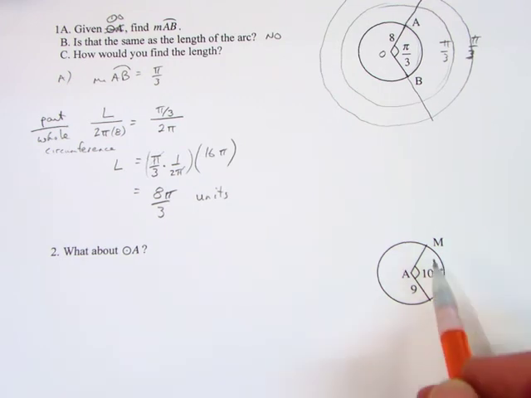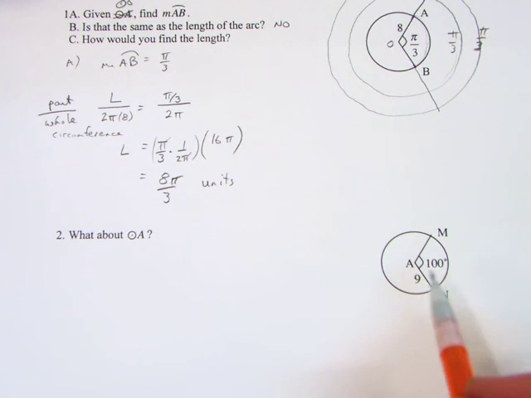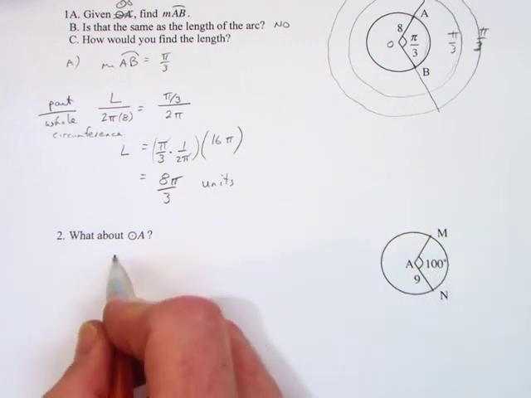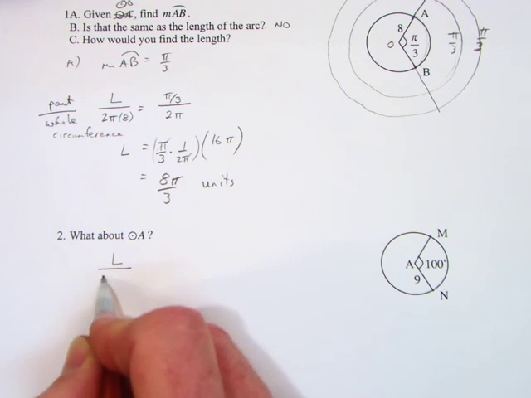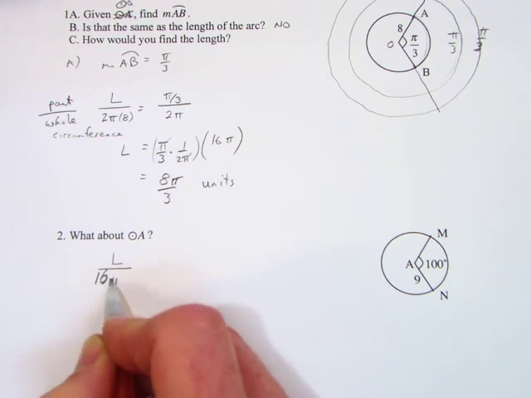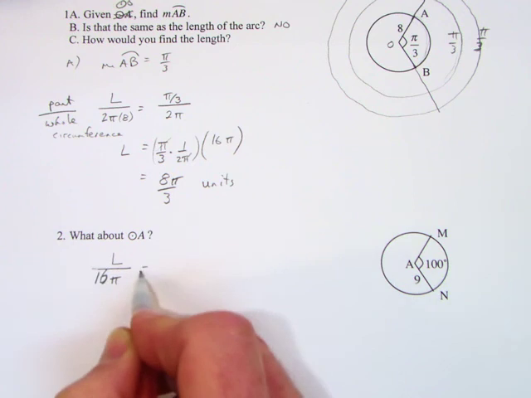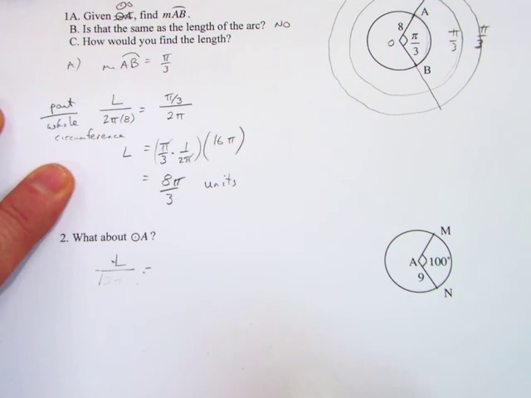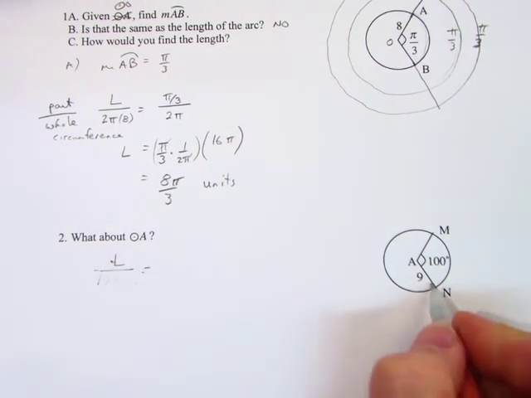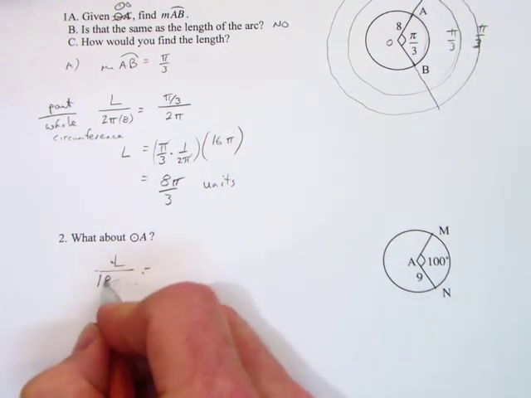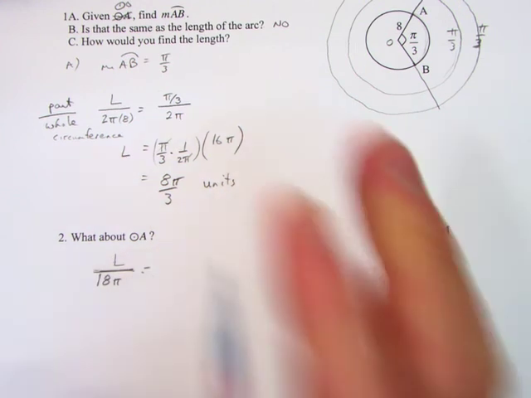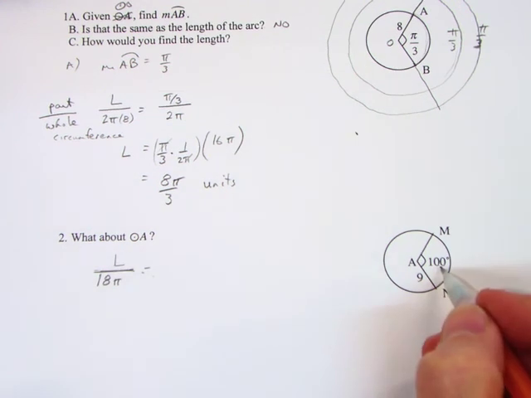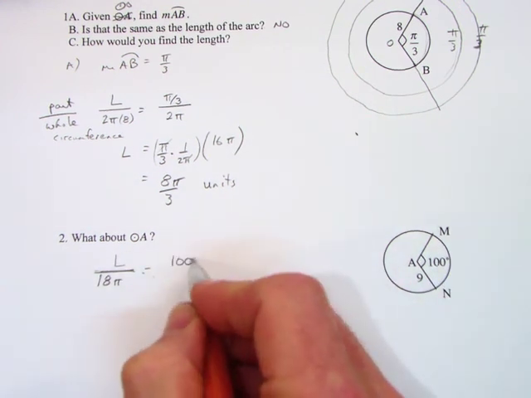So now we have circle A. How is this problem different than the one we just did? Well, now this central angle is given to us in degrees. But our setup is going to be very similar. We have 2 pi. In fact, let me just write 16 pi. We've already done it once. Oh, sorry. I just realized that it is a different radius there, so this time we'll have 18 pi. What is our part? It's 100 degrees.